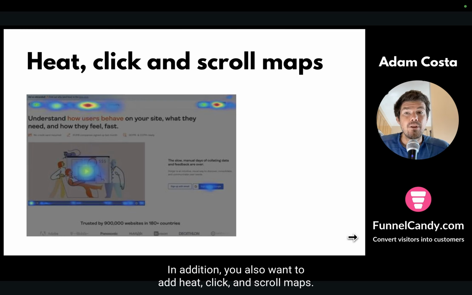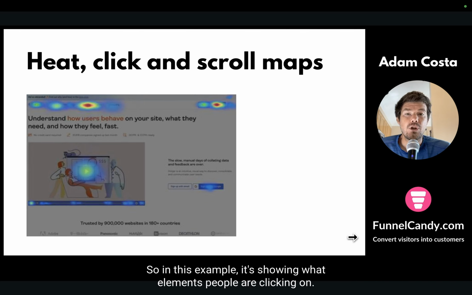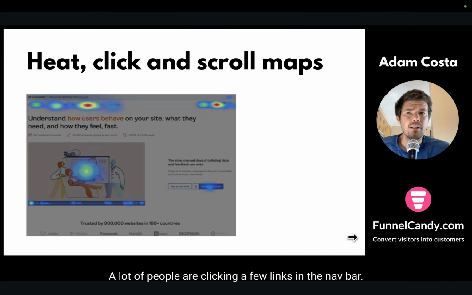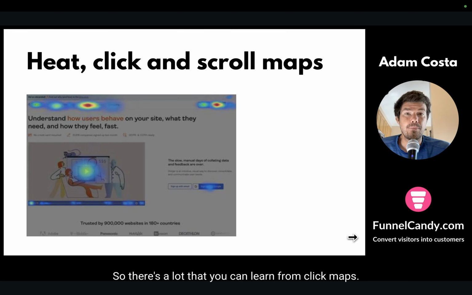In addition, you also want to add heat, click, and scroll maps. Heat maps basically show you how people are interacting with a page. So in this example, it's showing what elements people are clicking on. And you can see, oh, people are clicking on the video, for example, but they're not really clicking on the sign up button. That could be a problem. A lot of people are clicking a few links in the nav bar. Those are really important elements that we should consider either playing up if that leads to a conversion or removing if we know that that's just distracting people. So there's a lot that you can learn from click maps.